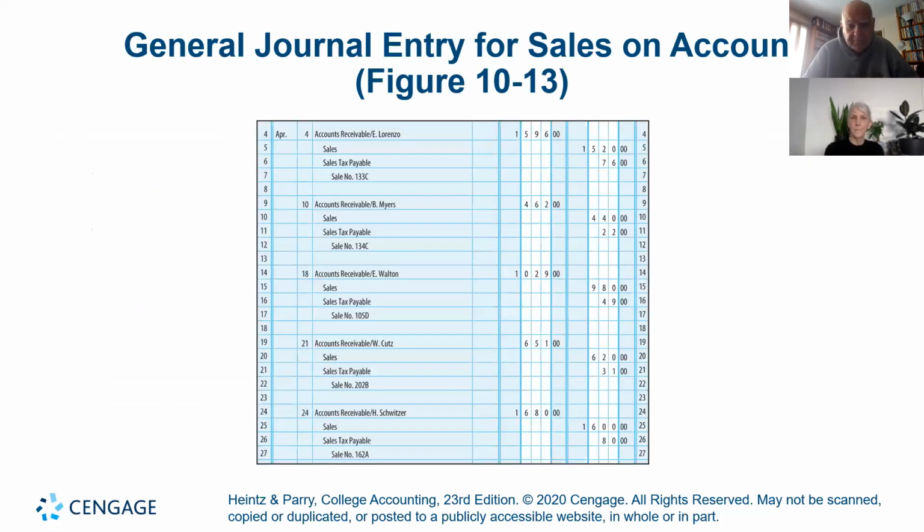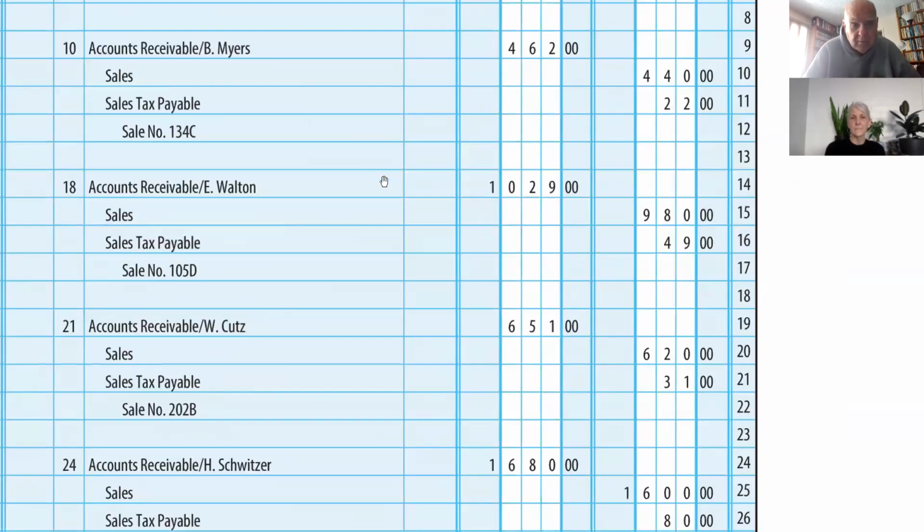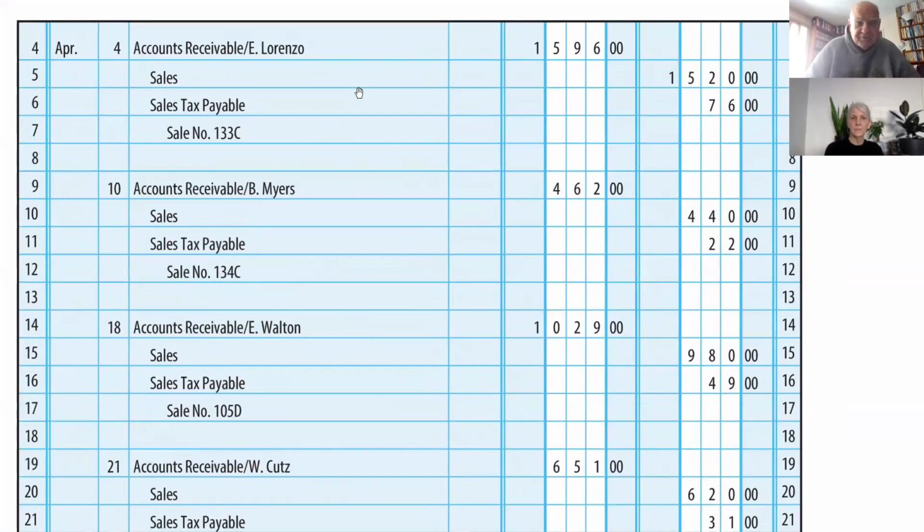Pretty basic. Let me blow this up for my eyes, if not yours. Zoom. Okay. So let's take a look at them. The transactions are the same. We sold something. We sold a used car for $1,520 to Lorenzo.